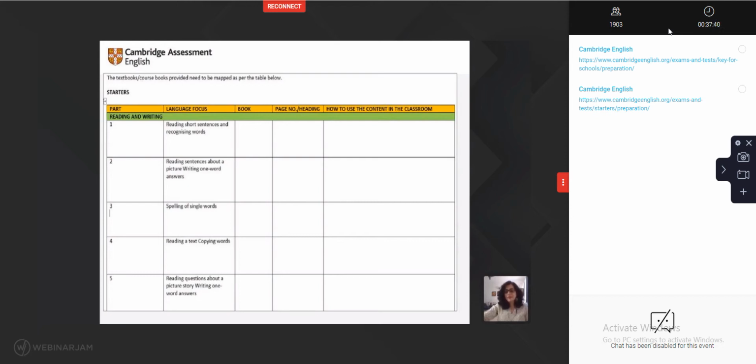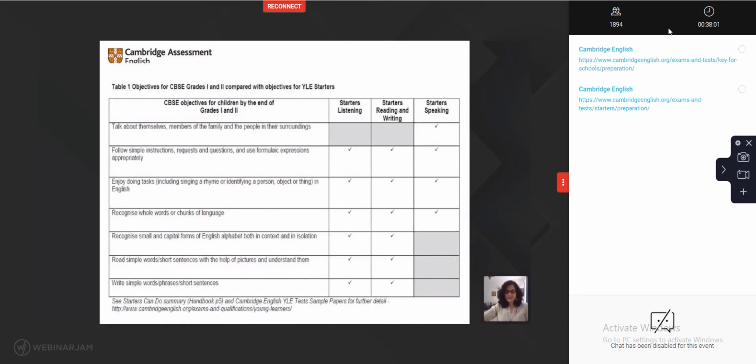You can have the page numbers here, and you can make your own notes on how to use the content in the classroom so that you're preparing them for your school curriculum, the state board syllabus, and also focusing on the language aspects which are tested in the Cambridge exam.